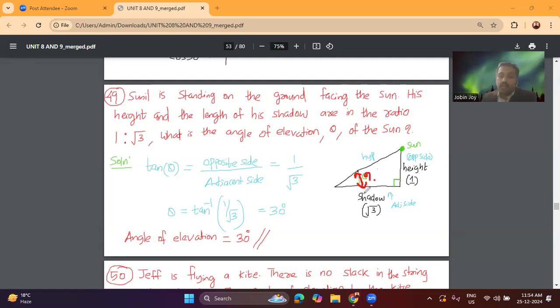So how will you calculate it? You have two sides, right? You have an opposite side and you have an adjacent side. Opposite side is 1 unit and adjacent side is root 3 units. So you can apply tan. We know that tan theta is equal to opposite side by adjacent side. That means 1 by root 3. So what is the value of theta? If theta is equal to 30 degree, the value of tan 30 is 1 by root 3. So the angle is 30 degree. In this way, you can calculate the value of the angle of elevation.